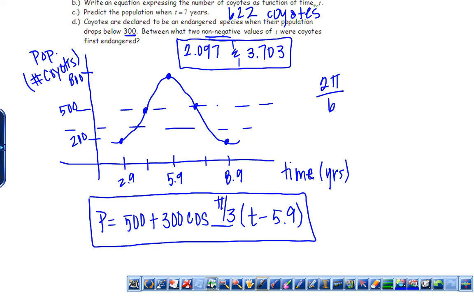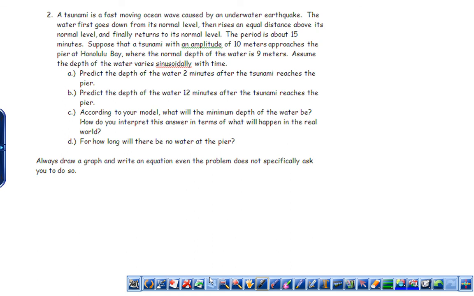Okay, let's try our next one. A tsunami is a fast-moving ocean wave caused by an underwater earthquake. The water first goes down, that's important, first goes down from its normal level, then rises an equal distance above its normal level, then finally returns to its normal level. This is telling you what the water is doing. So it's starting at normal, it drops, it rises an equal distance above its normal level, and returns back to its normal level.